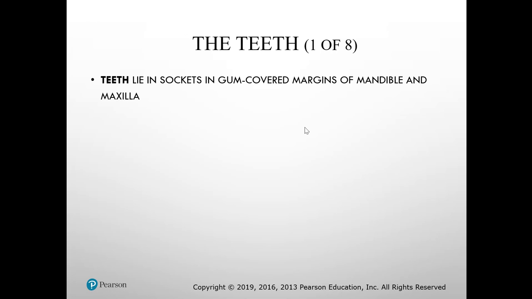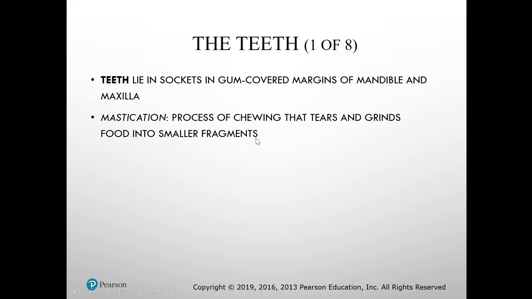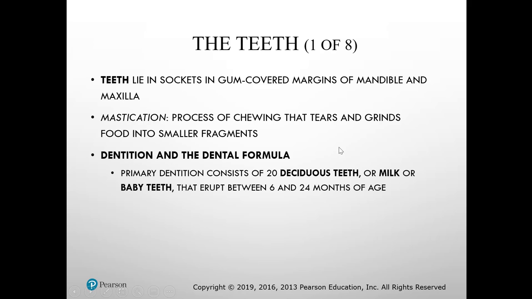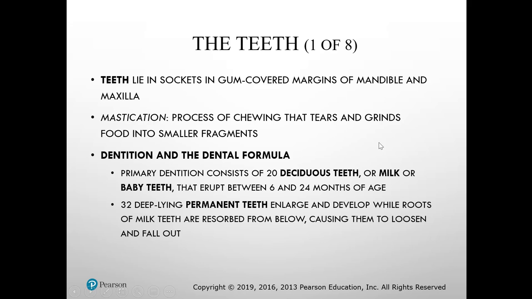Okay, I am not going to be discussing the anatomy of the teeth because this is part of the lab. Just want you to know, guys, that the teeth are for mastication, which is for chewing. Chewing is grinding and tearing apart the food into smaller fragments. And we have a dentition and dental formula. Your primary teeth are made up of 20 deciduous teeth or milk teeth, and they would come out between 6 to 24 months of age.